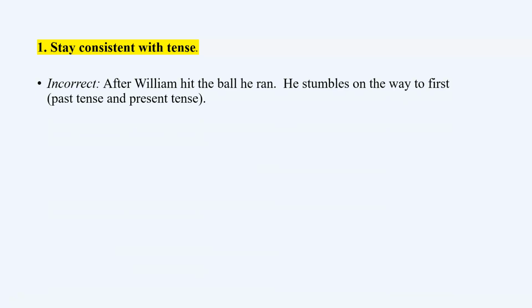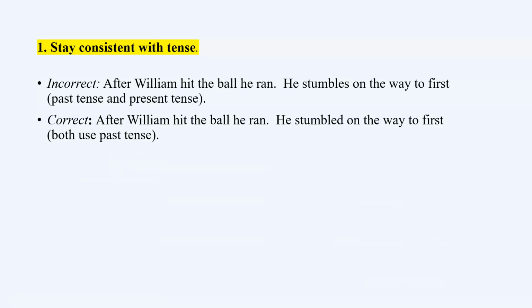First of all, you may not switch tense on a whim. If you use the past tense in the first part of a sentence or a paragraph, you must use it throughout. For example: After William hit the ball, he ran. He stumbles on the way to first base. All right, that's past tense at the beginning and present tense at the end. Not good. After William hit the ball, he ran. He stumbled on the way to first.